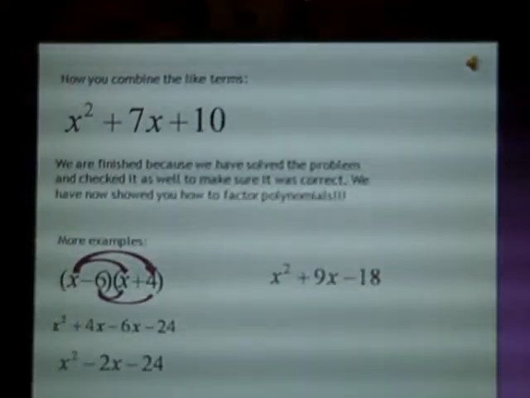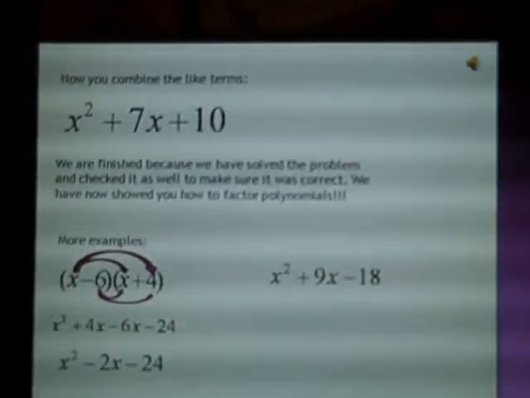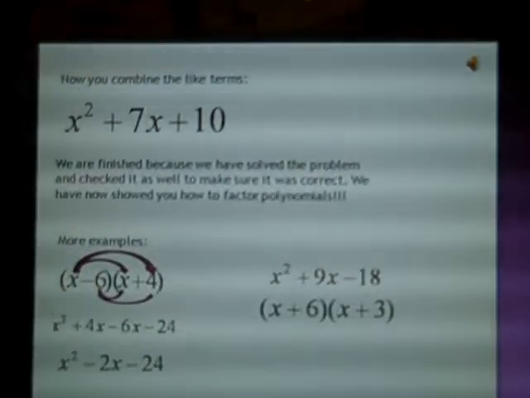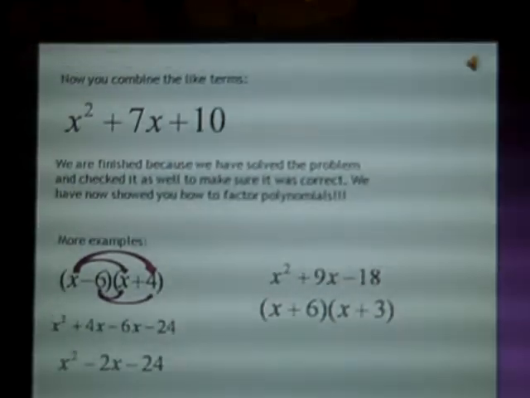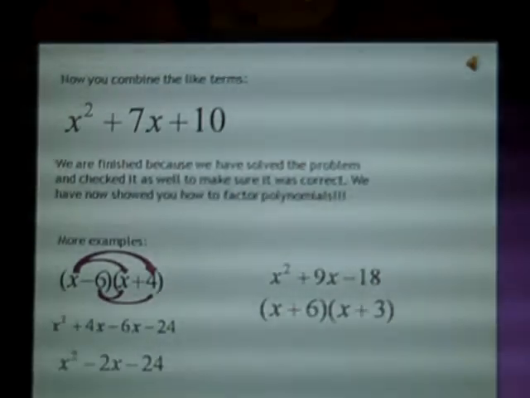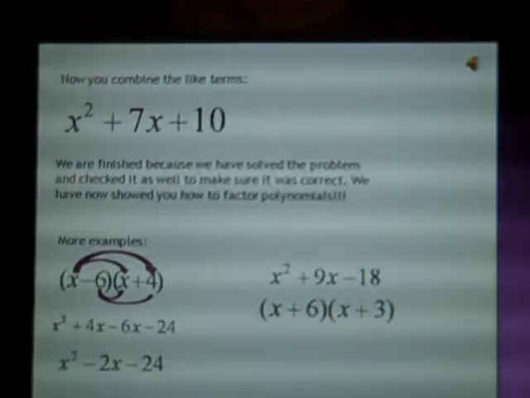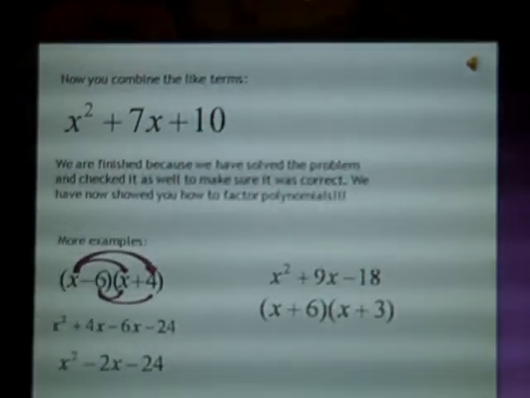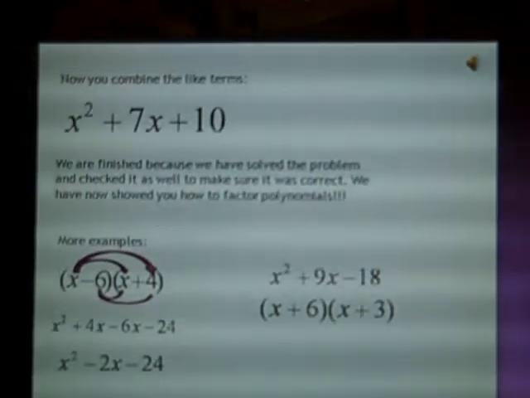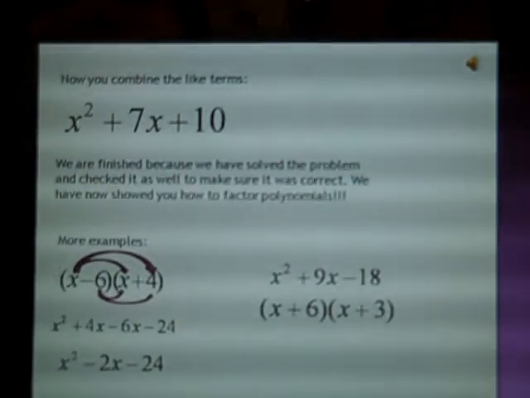The next equation is x squared plus 9x minus 18. So what you do first is put the parentheses and separate the x's from itself. And then find the multiples of 18 that also add up to be 9. And that would be 6 and 3. And then you know that both of them have to be positive, because in order to get 9 you have to have both numbers be positive. So it's 6 and 3 positive. And we are finished. Yay!